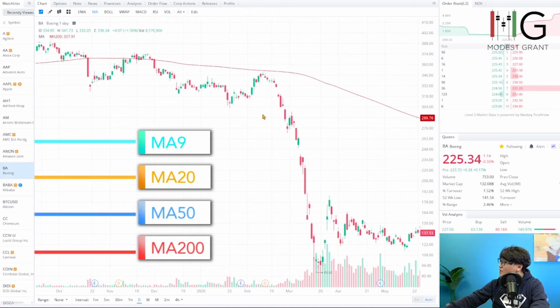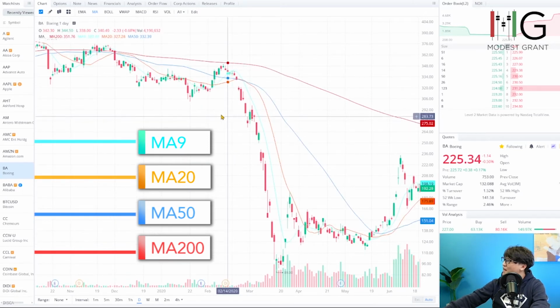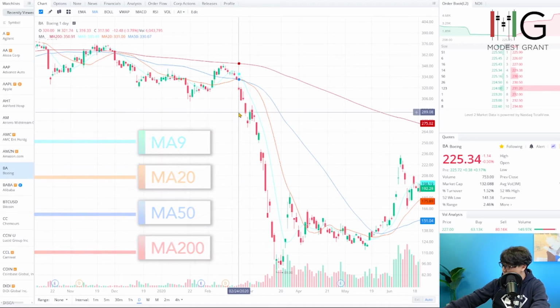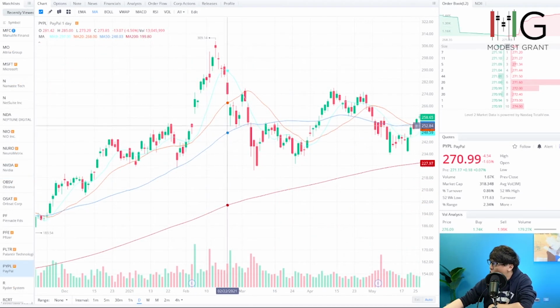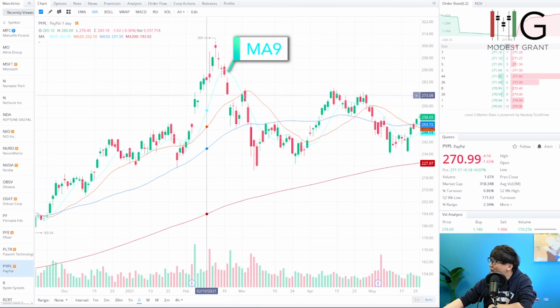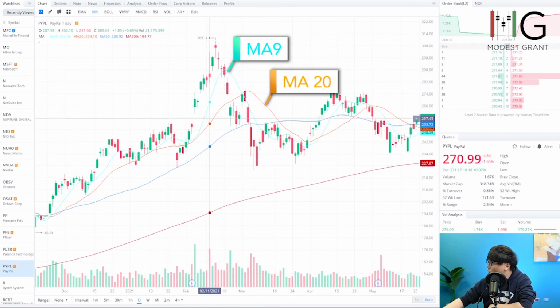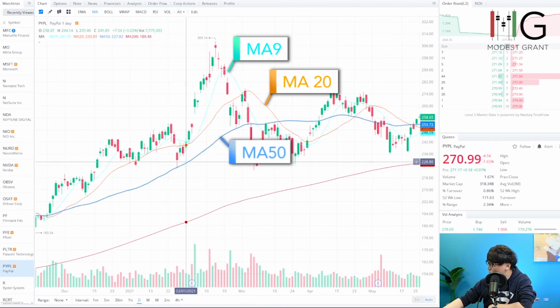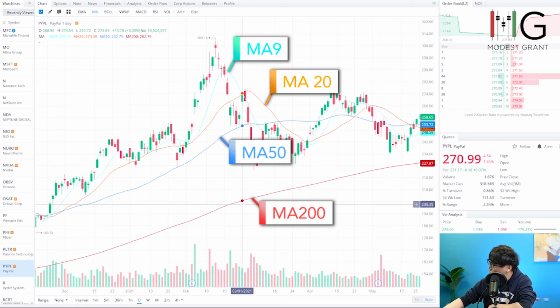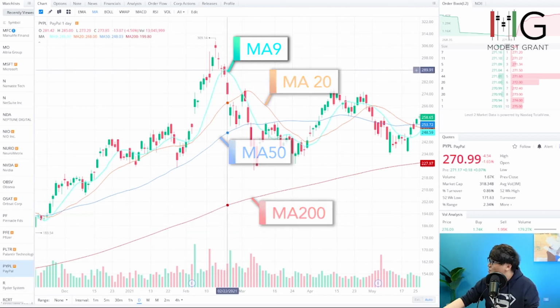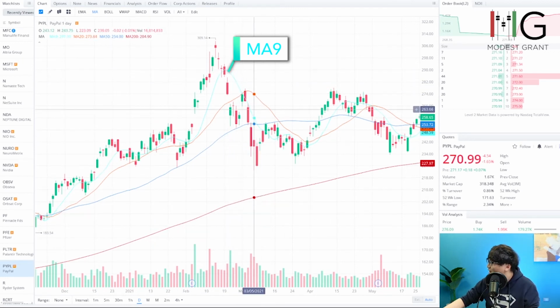I can change different lengths: 5 period, 9, 20, 50, 120 period. And with different colors right here, you can choose to show which one, and they represent different time periods. Now this is PayPal's chart, and you can see right here, this cyan color, that is the 9 period moving average. The orange one is the 20 period moving average. This blue one is the 50 period moving average, and this longest, this red one is the 200 period moving average. So the faster one would be the 9, the fastest.